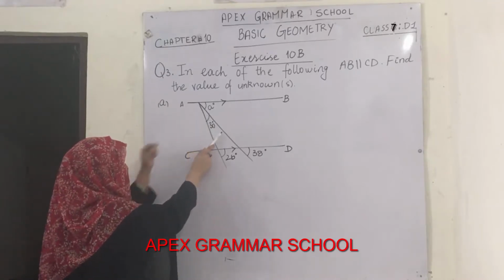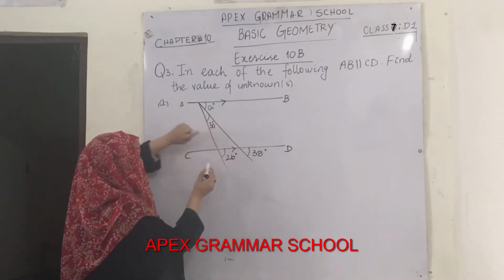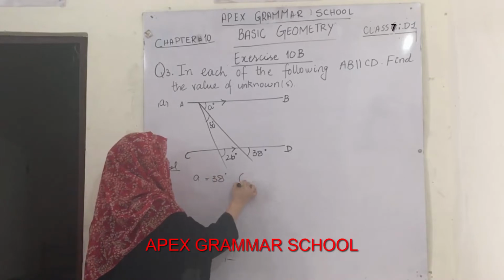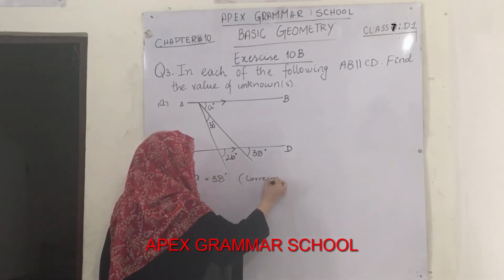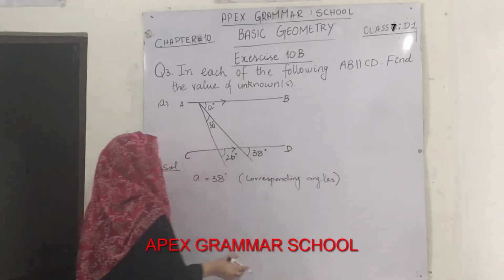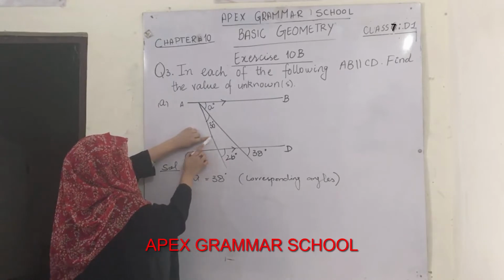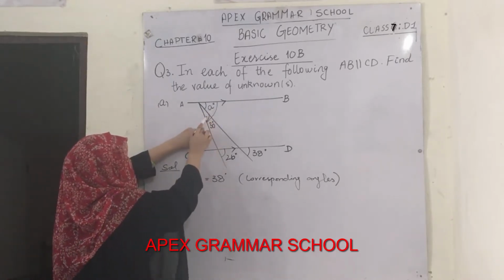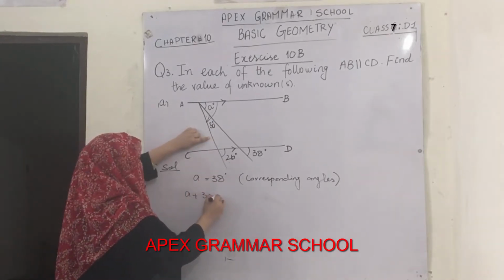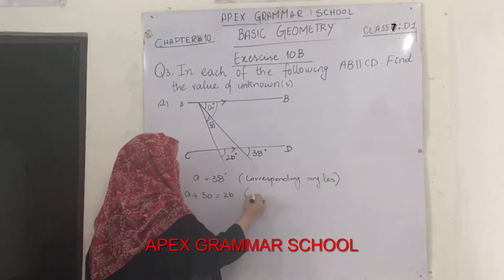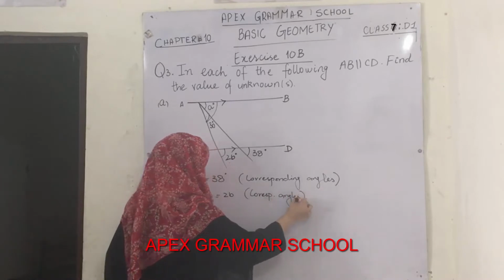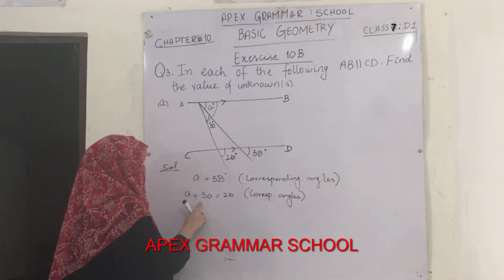If you consider this as your transversal line, then A and 30 degrees are corresponding angles, hence they will be equal. So here you write that they are corresponding angles. But now if you consider the lower line as a transversal line, then the complete angle, which is A plus 30, corresponds to 2B, which means A plus 30 will be equal to 2B. Here you again write corresponding angles.